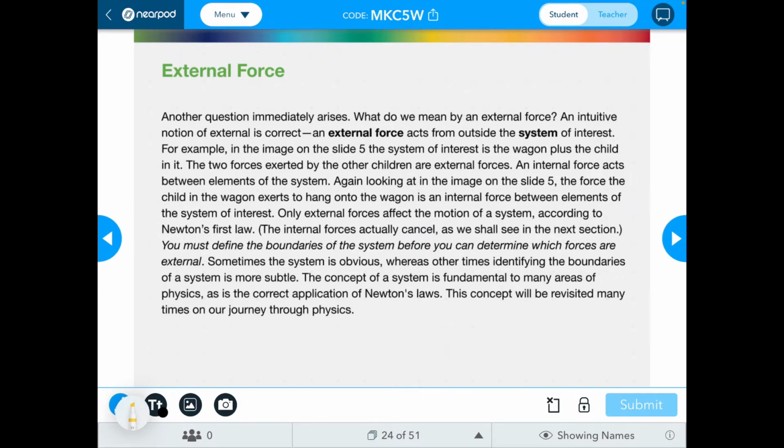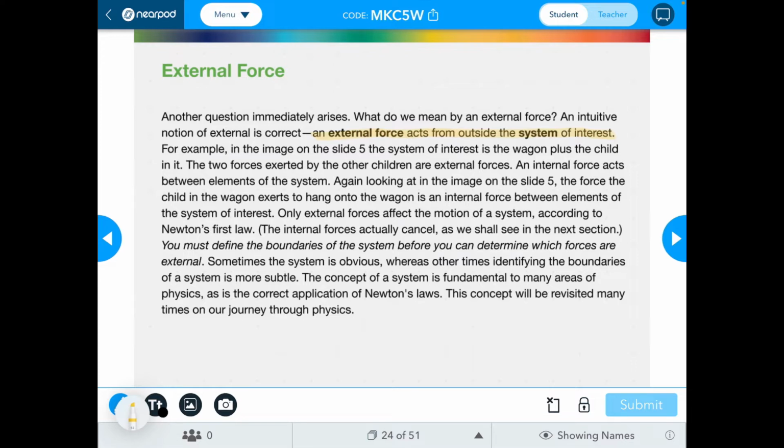So we also need to remember what an external force is, right? An external force acts from outside the system of interest. That means it's coming from outside of it, not something within. In a second, we're going to look at a picture with a kid in a wagon. The child in the wagon is putting a force on parts of the wagon, but those are internal forces. They're not affecting his motion. What's happening outside of that, he's being pushed in the wagon. Those forces are external, and those are what are affecting the motion of the wagon.